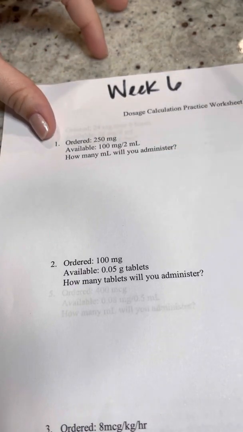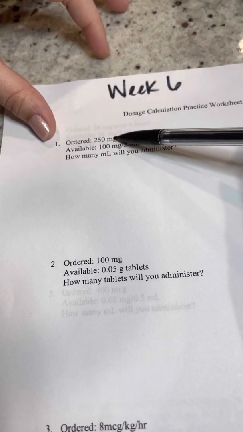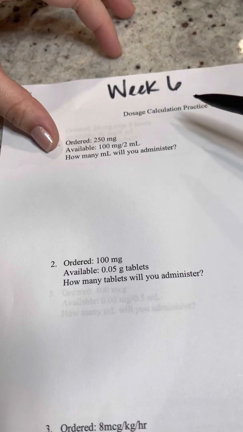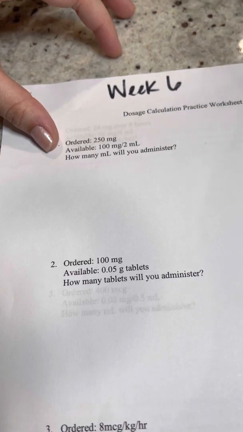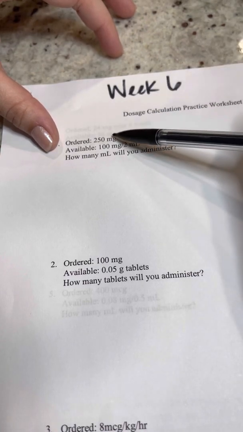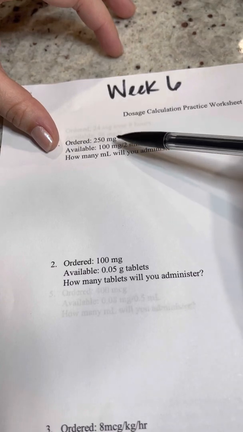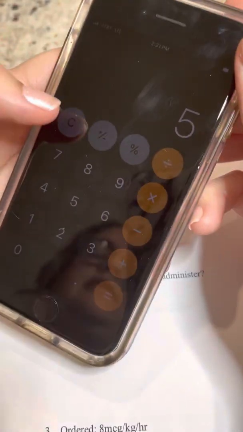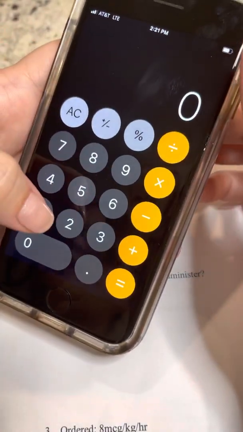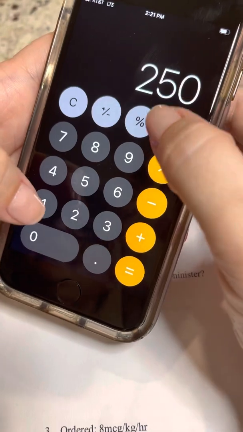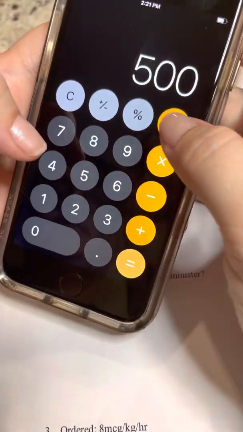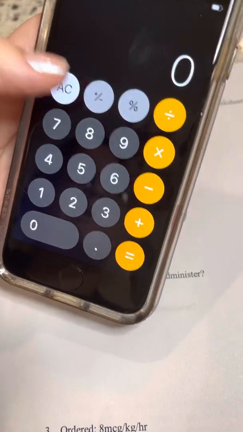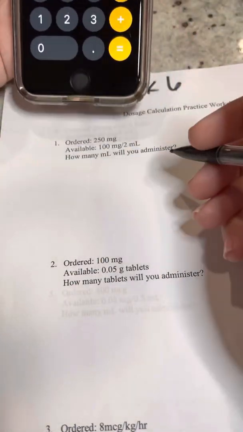So, number 1, ordered, we have 250 milligrams. Available, we have 100 milligrams in 2 mLs. So how many mLs are we going to give? The fast way, we do 250 times 2 divided by 100. So I got my little calculator here. 250 times 2 divided by 100 is 5. And that's how we would get it. Don't need to write anything.